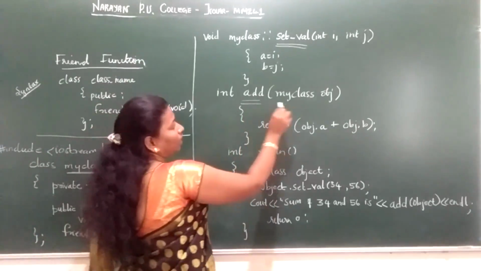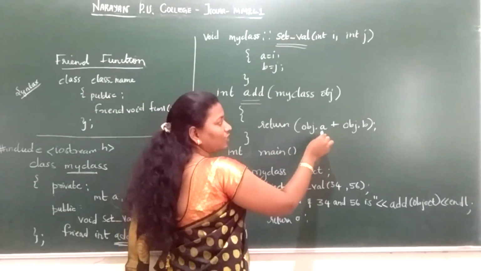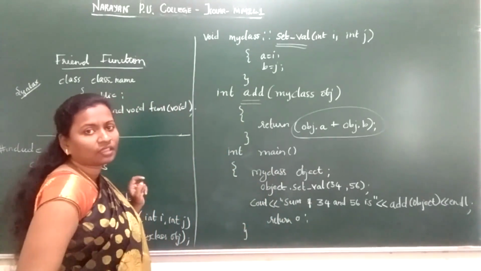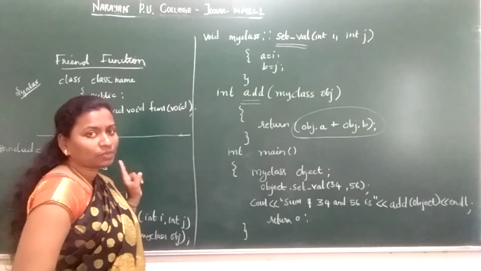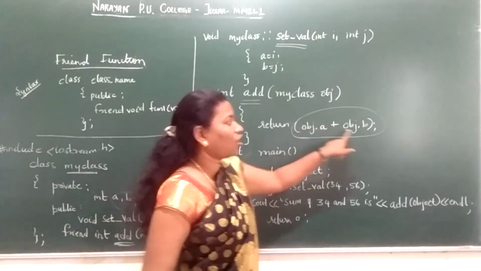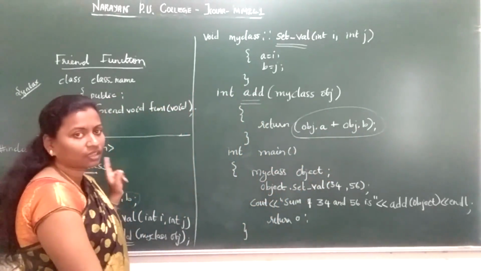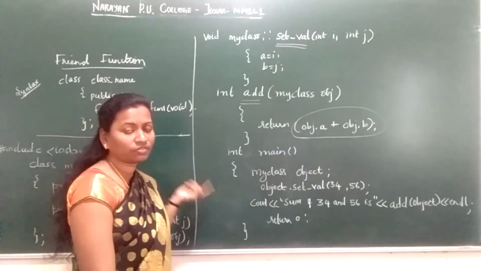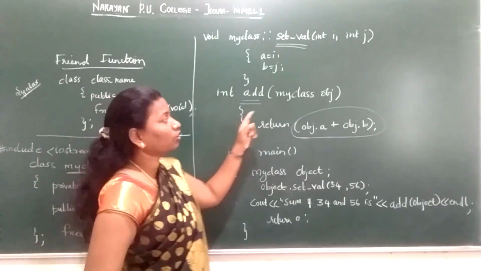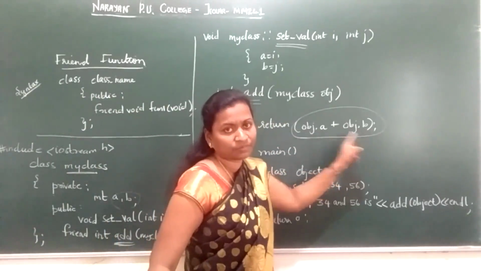Now in add, I am creating an object of my class. By using this object, I am accessing the private data. I mean the data number, which is private, can be accessed by your friend function. Object A, object B. If the access specifier is private, the data members cannot be accessed outside the class. But by creating an object of the class and using a friend function, we can access a and b.